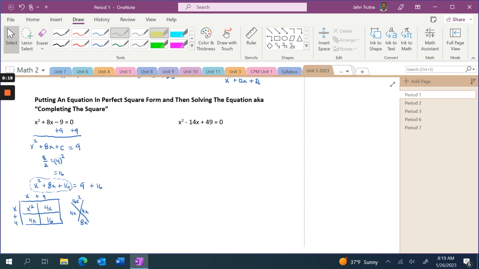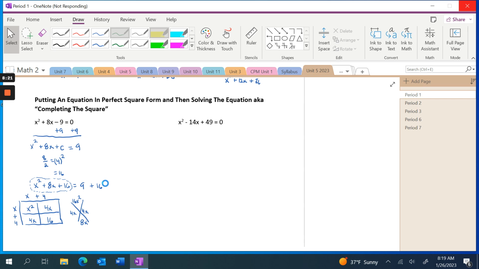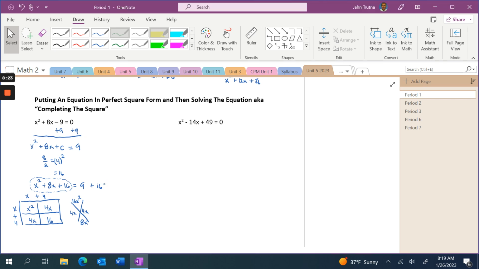And the way that you write that is, now we use the area model and the diamond problem, and my equation becomes (x plus 4) in parentheses to the second power is equal to 25. Okay, and I got to 25, if you're a little confused on that, by going 9 plus 16. So 9 plus 16 is 25. X squared plus 8x plus 16 factored into (x plus 4) to the second power.